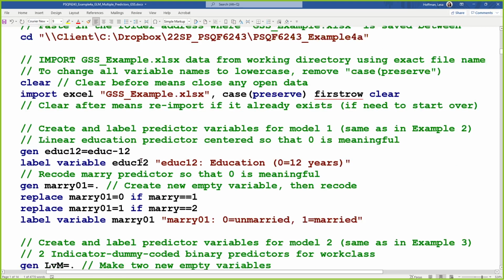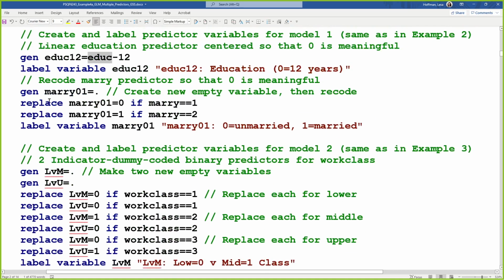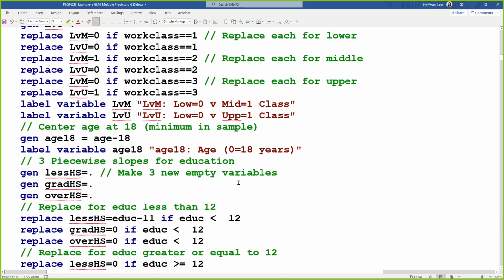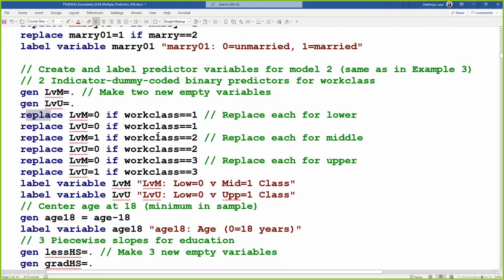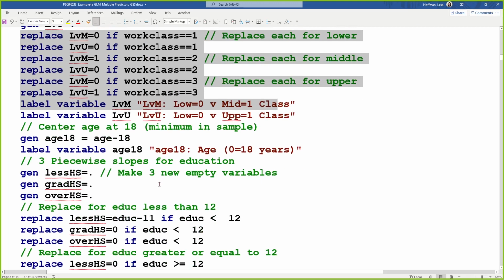Same deal. So I have this in sections that correspond to each part of the example. Gen is used to make new variables in Stata, but otherwise the idea is the same. New variable equals old minus centering constant. We have a replace and then if to do the conditional logic to make a new variable conditional on values of the old variable. And to do the same indicator dummy coding from your last homework, you did a chance to practice, that was there.